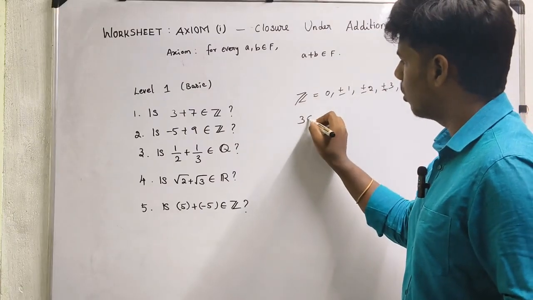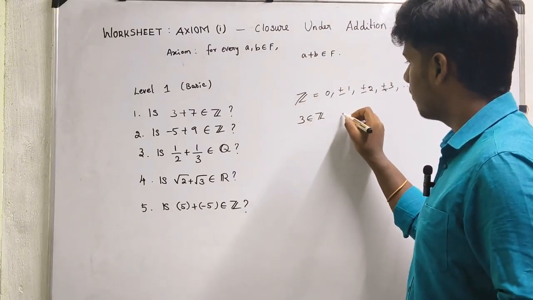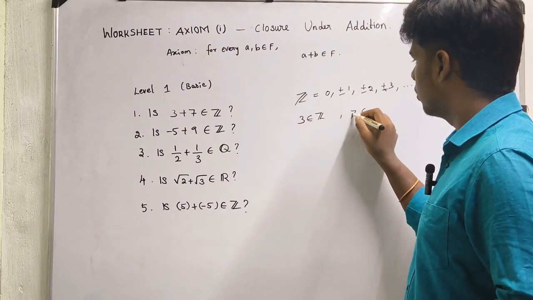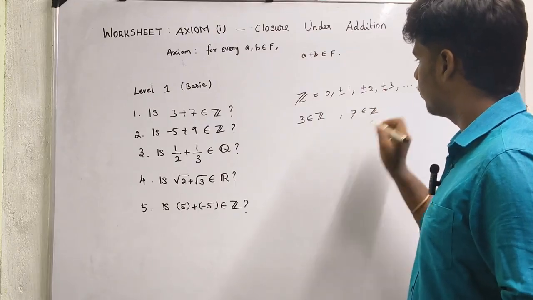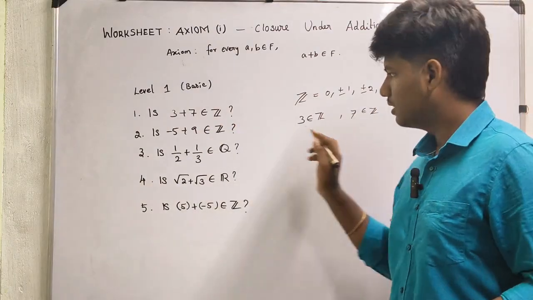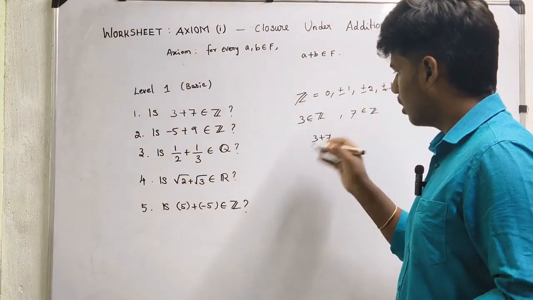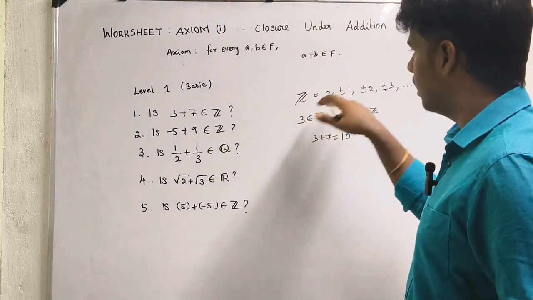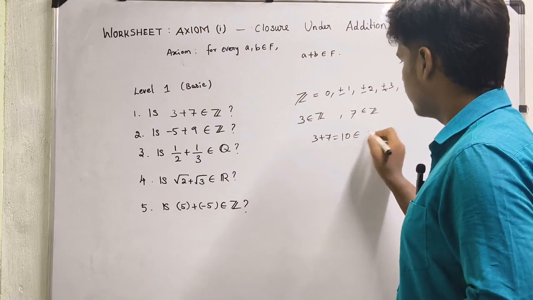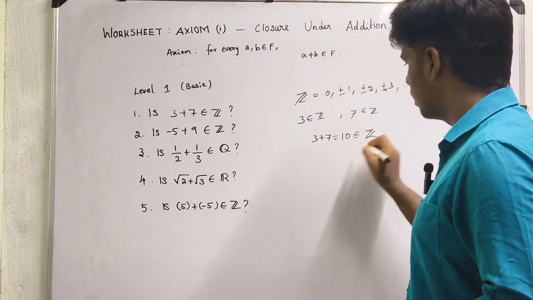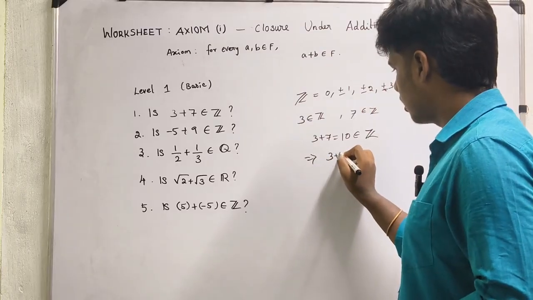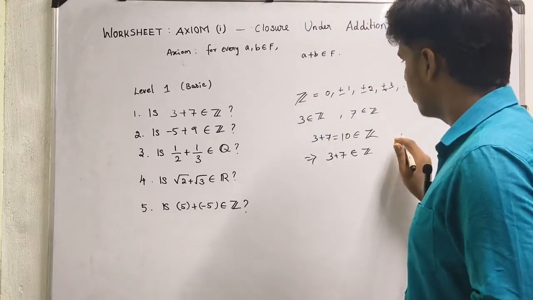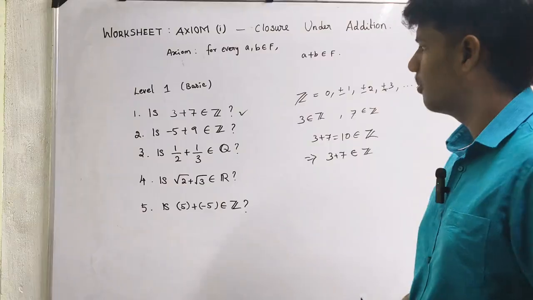So 3 belongs to Z, and 7 also belongs to Z. Now I just add these, 3 plus 7, and I get 10. So 10 is also an integer. This implies that 3 plus 7 also belongs to Z. Okay, so this is satisfied.